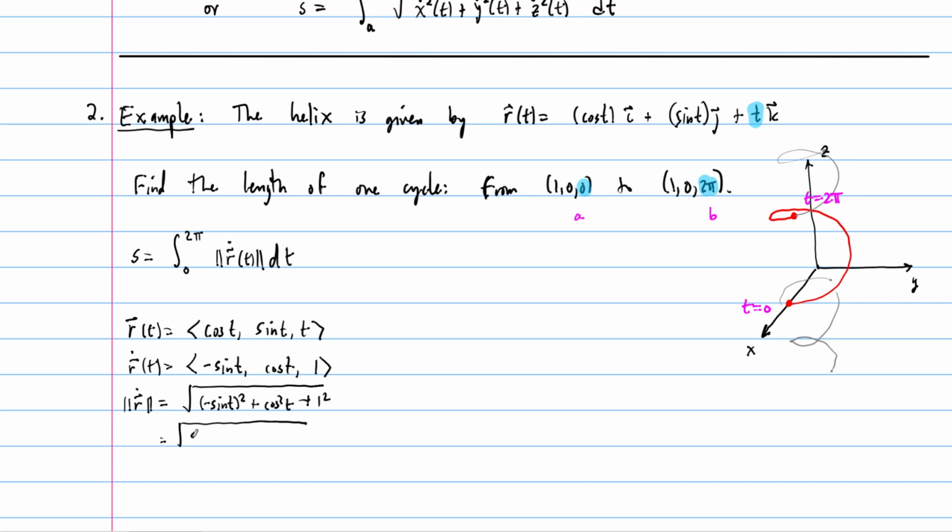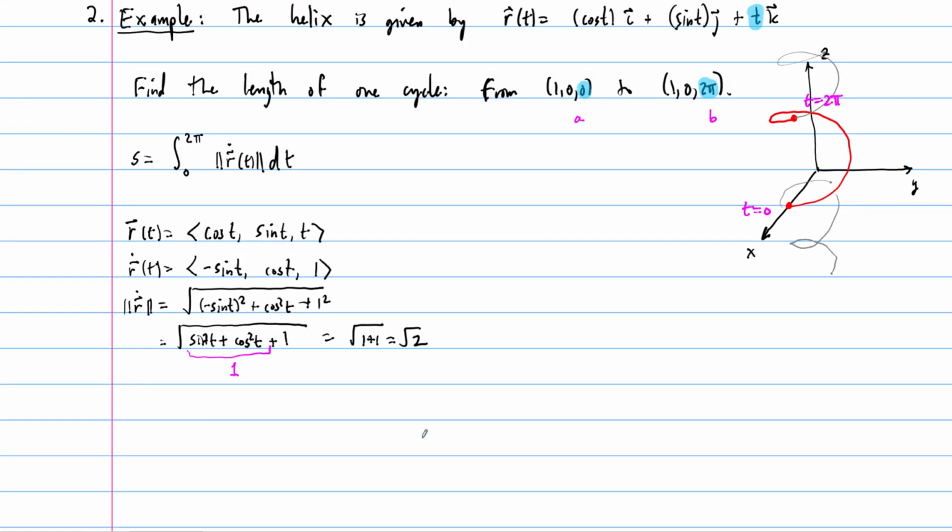So this is going to be the square root of sine squared t plus cosine squared t plus 1. And of course, sine squared t plus cosine squared t, that's a Pythagorean identity for trig functions. So that's just equal to 1, right? And so this gives us the square root of 1 plus 1, which is the square root of 2.